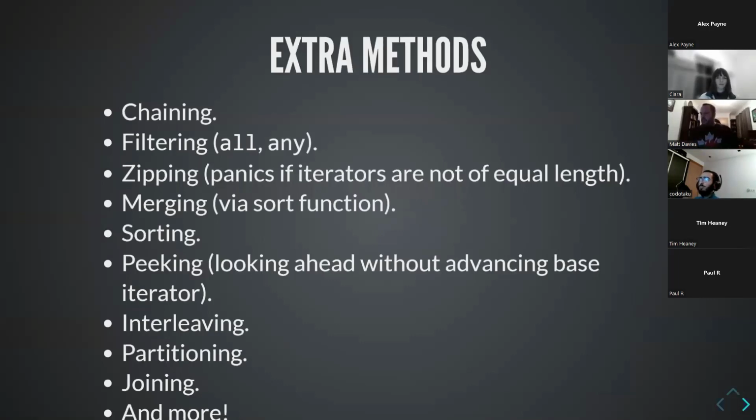There's merging, so you can take two iterators and then iterate through either of them according to a sort function. So it will choose the next one from either iterator, depending on which is next, according to that sort function. There's sorting, where you can just give an iterator and it will return the next one in sorting. So if you've got a mixed iterator, but you want it in alphabetical order, you can use this to do that.